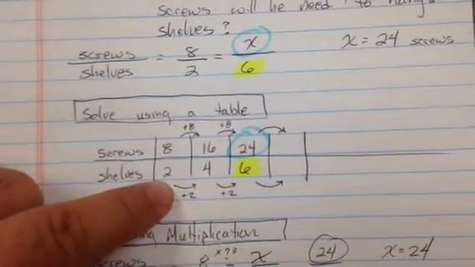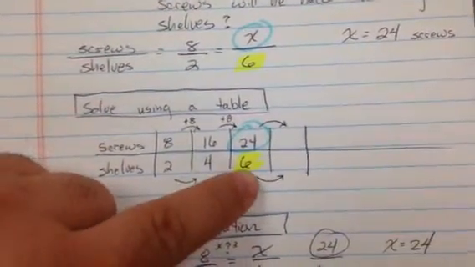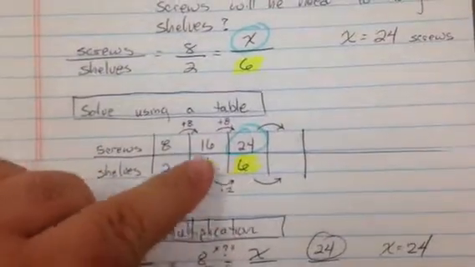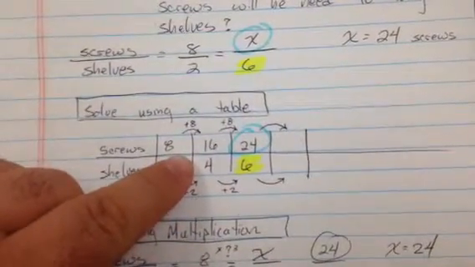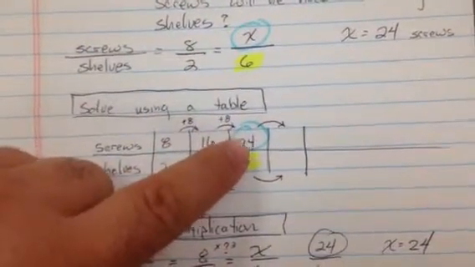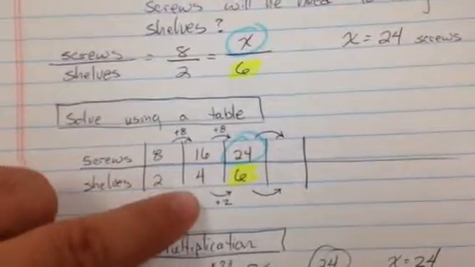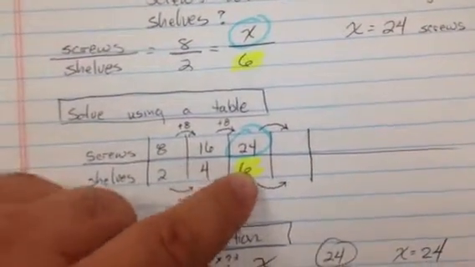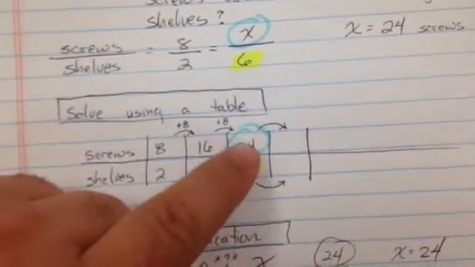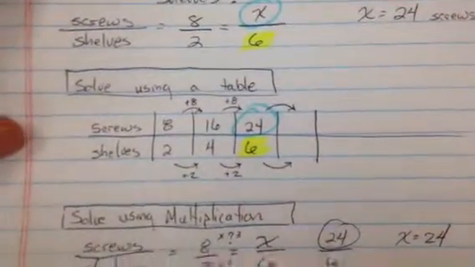8 over 2 is our ratio, and you're just going to keep adding your ratio until you get to the value you want. In the numerator, we're adding by 8: 8 plus 8 is 16, plus 8 is 24. And then you add the number at the bottom for the bottom part: plus 2 is 4, 4 plus 2 is 6. We got to 6, so the corresponding value is 24, so 24 screws.